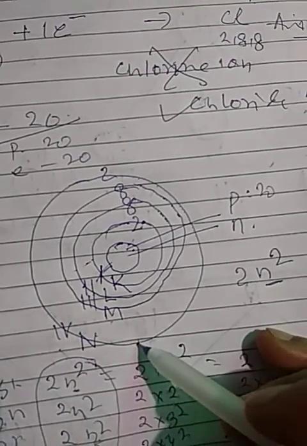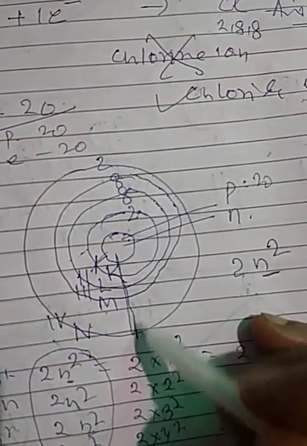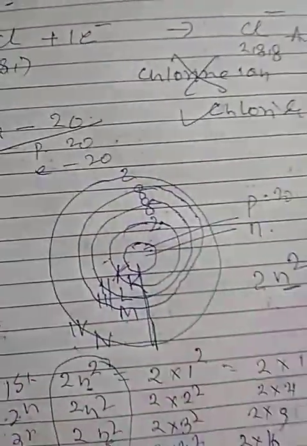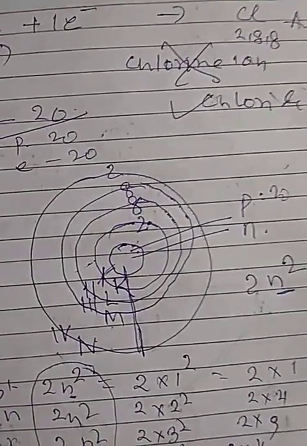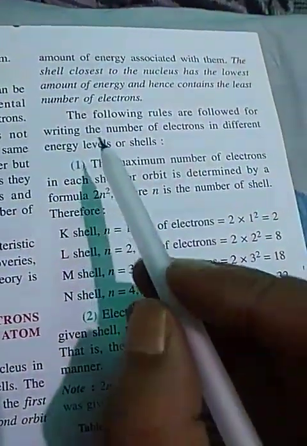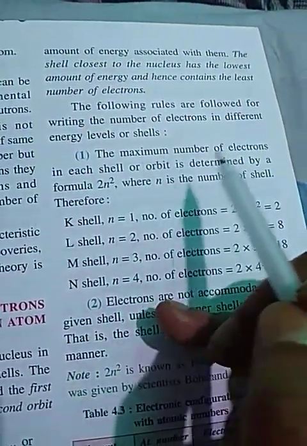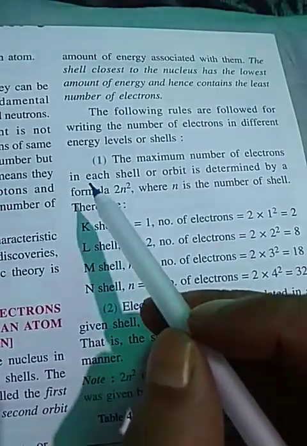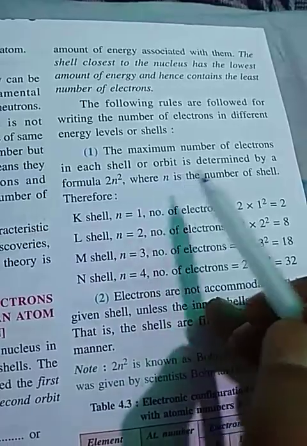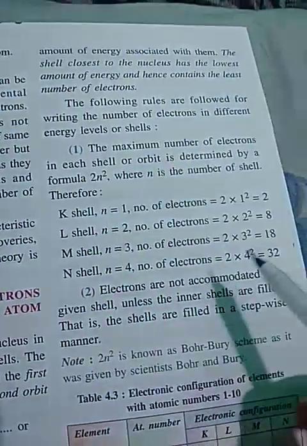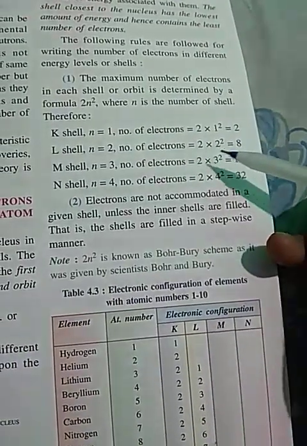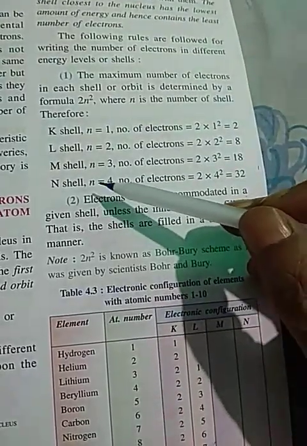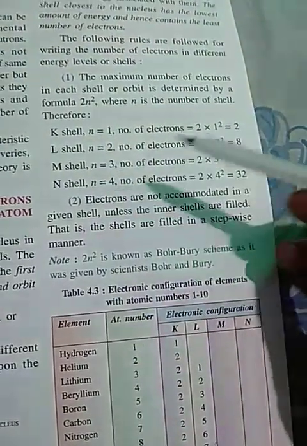If it is the outermost cell, it will have a large amount of energy and will contain the maximum number of electrons. So the following rules are here. The maximum number of electrons in any cell is determined by the formula 2n square. I told you just now. If it is the first cell, it will have 2 electrons. In the second cell, like this, where n stands for the number of the cell.